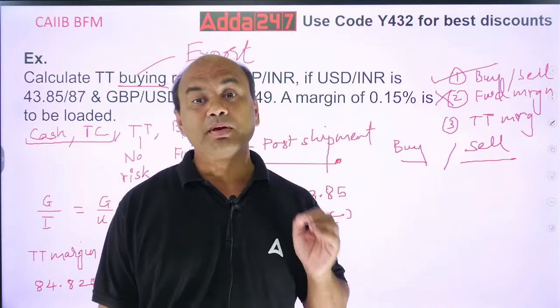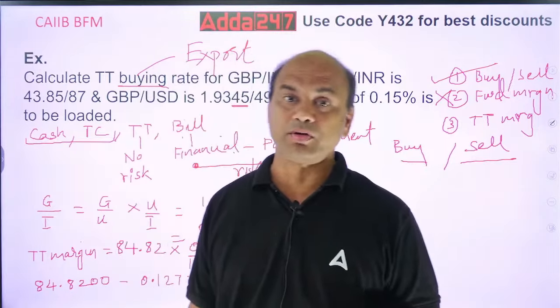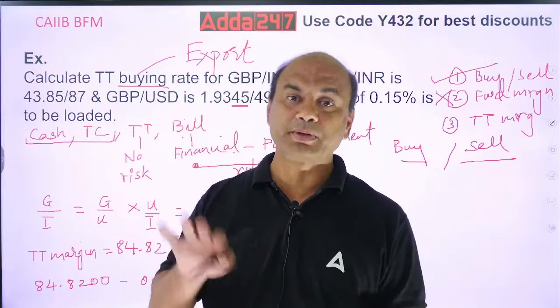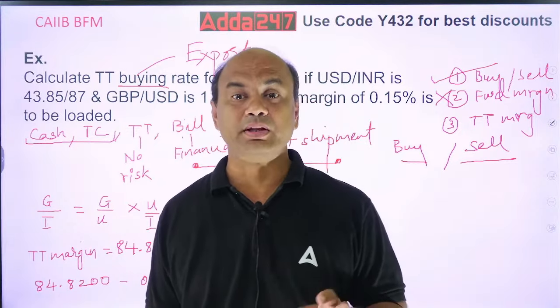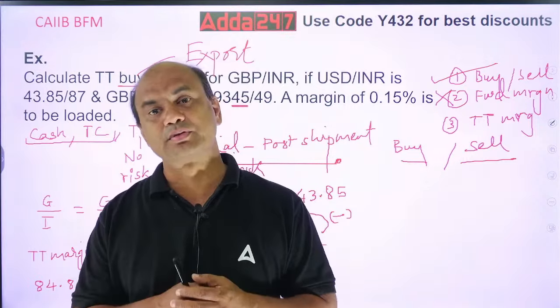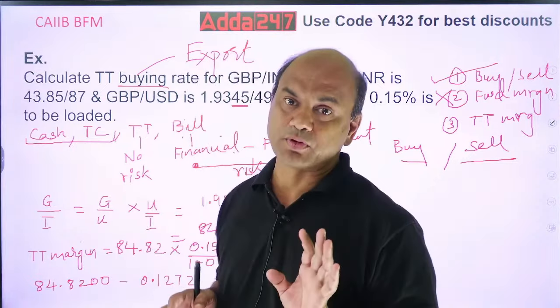Whenever there is a premium, you have to use the plus sign, which means you will have to add: spot plus premium. Whenever there is a discount, you will do subtraction: spot minus discount. Clear? So that is basically regarding the forward.